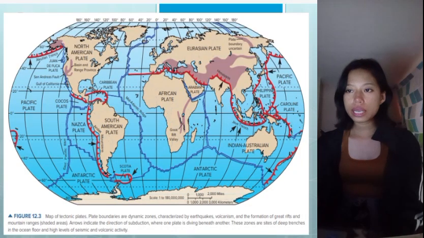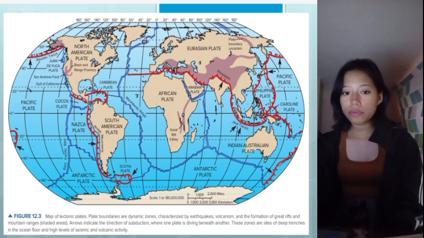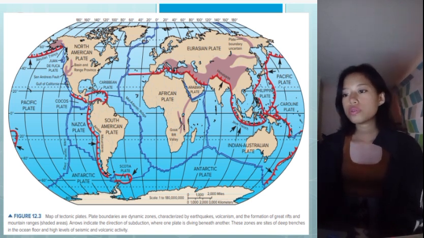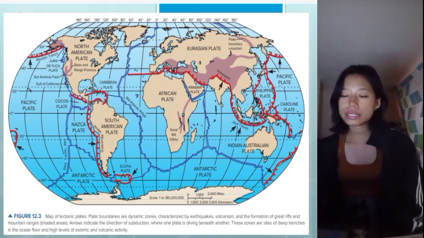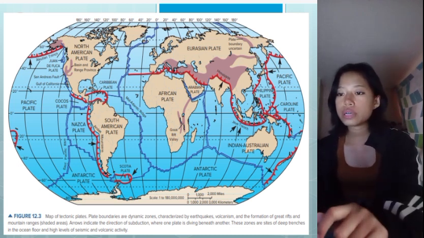And now I will show you a diagram or the map of tectonic plates. So this map is the plate boundaries that are dynamic zones. This is characterized by earthquakes, volcanism, and the formation of great reefs and mountain ranges, or known as the shaded areas.